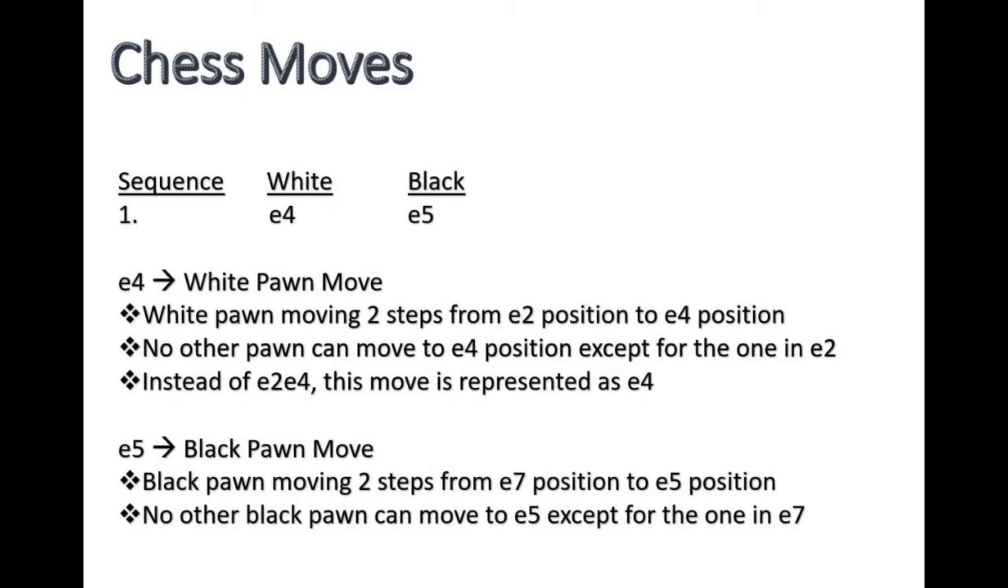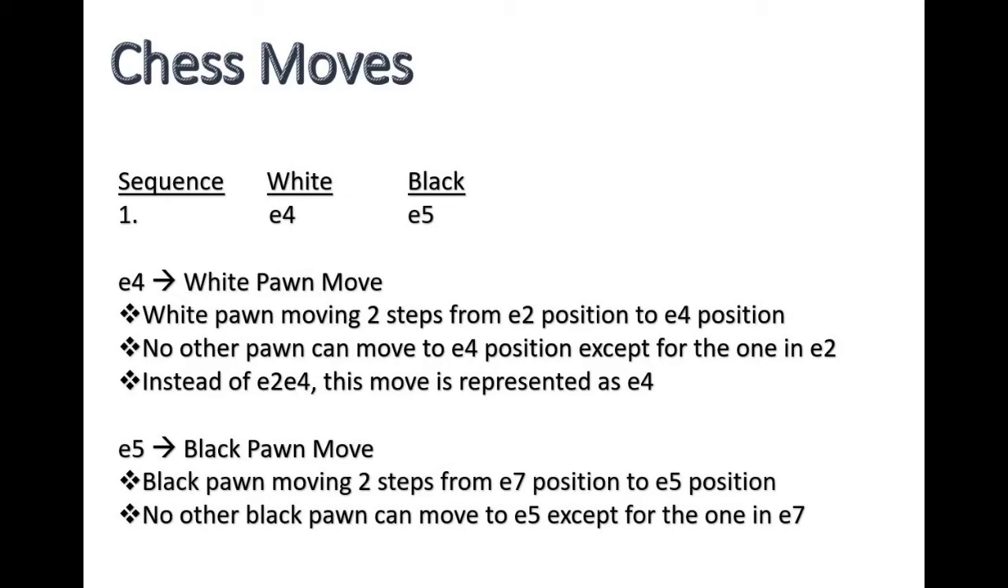The white pawn moving 2 steps from E2 to E4 is what is represented as E4. In this case, the from position is not shown there, only the to position is shown. Ideally, the white pawn move should be represented as E2, E4. But in this case, we just show it as E4 because it's implicit that only E2 pawn can move to E4.